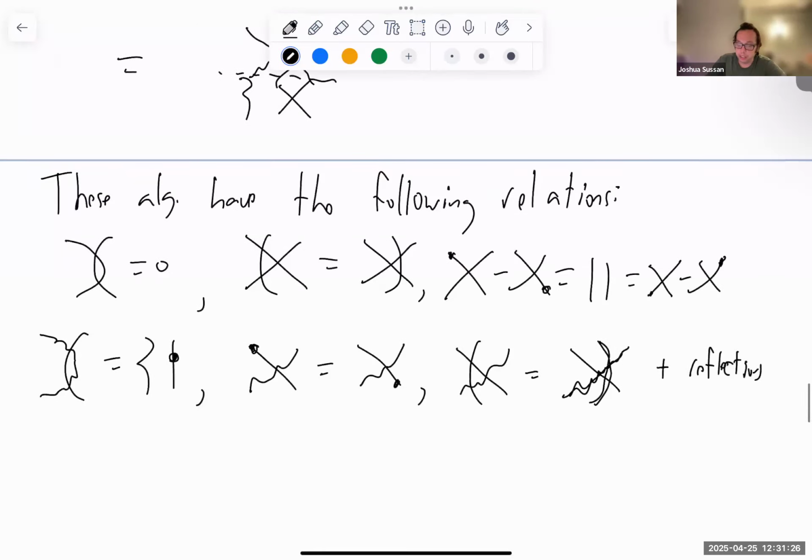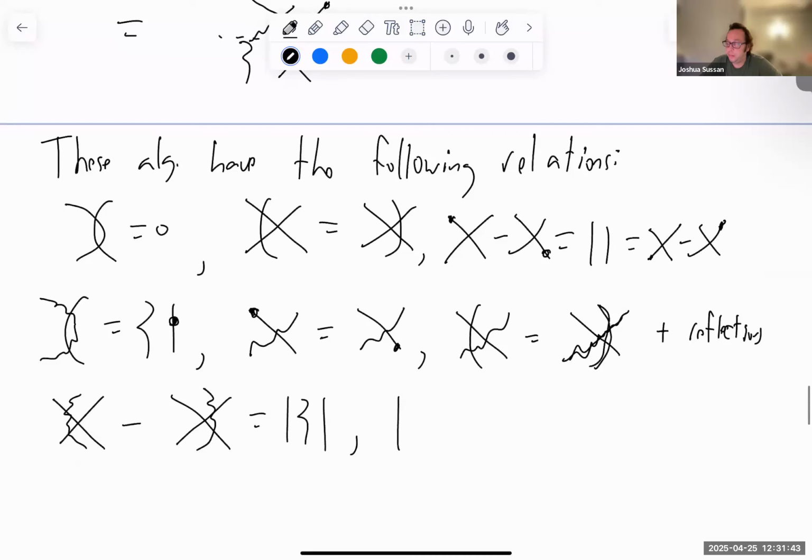And then the final 2 relations: if I have a black-black crossing and a red strand cutting through like that, or I have a red strand cutting through like that, this straightens out in the following way. And then the final relation is that if I have a black strand to the left of everything else, this is declared to be 0. Okay, so these are all the relations.